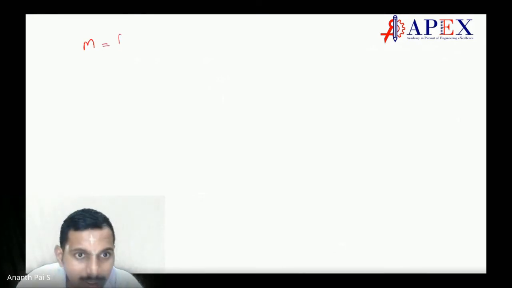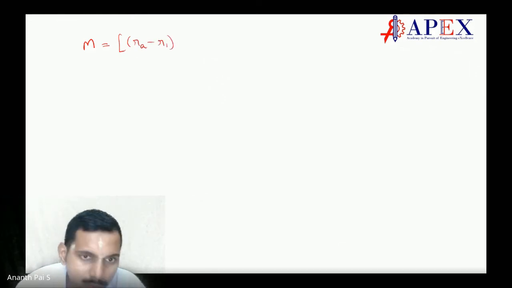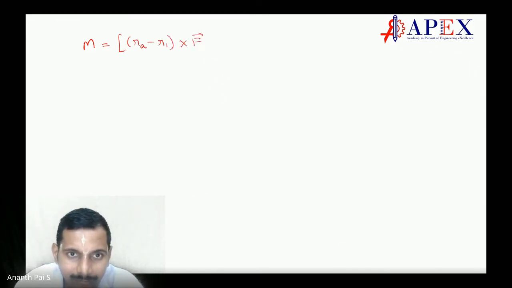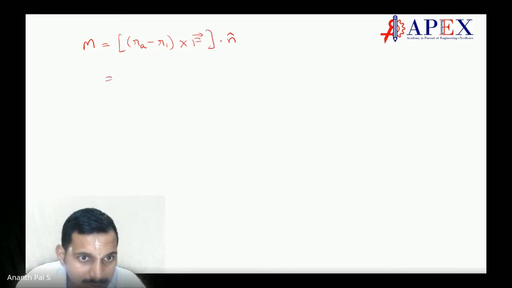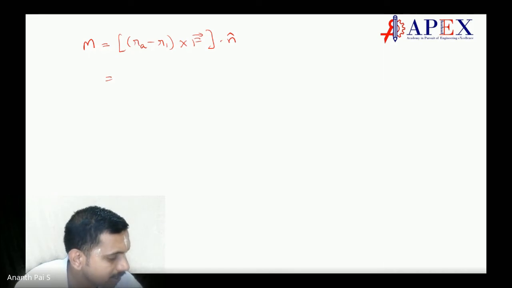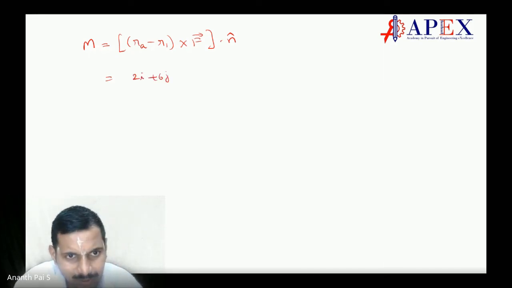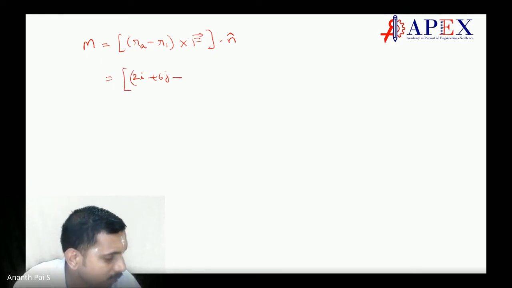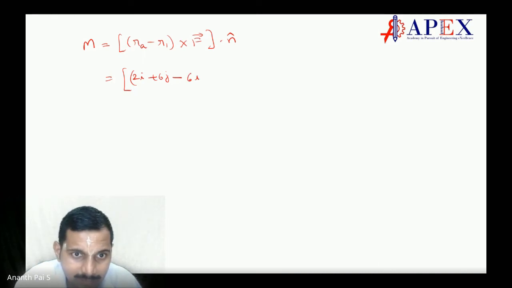We can write (RA minus R1), or you can do R2 also, no problem, crossed with F, dotted with N. Correct. So what is RA? RA comes as 2i plus 6j. And then minus R1. R1 comes as 6i plus 10j plus minus 3k. See where you made that mistake.